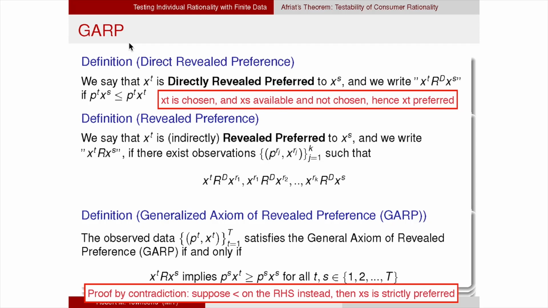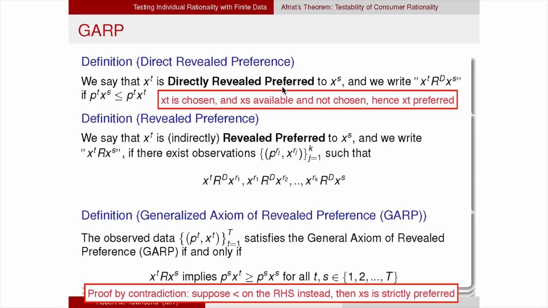We have here still two data points, just slightly different notation. The data points are indexed by T and S, and we write that the T data point of X is revealed directly preferred to the data point indexed by S if X is available at prices PT. So again, at prices PT, they chose XT. That's the way the data are organized. They could have chosen XS because it's in the budget, but they didn't do it. So we say, directly revealed preferred.